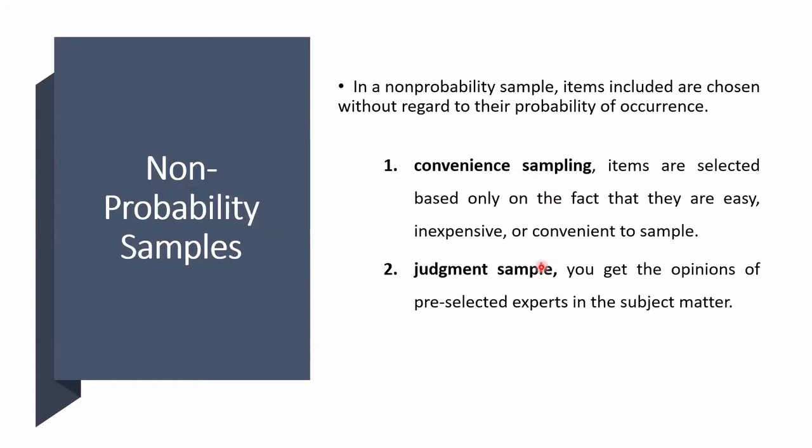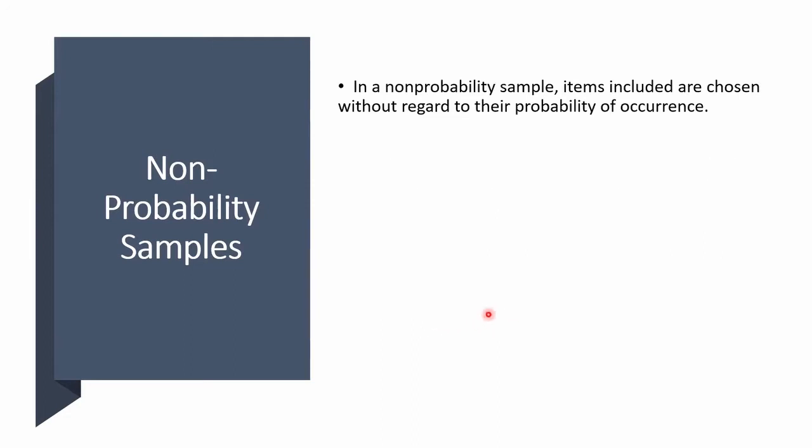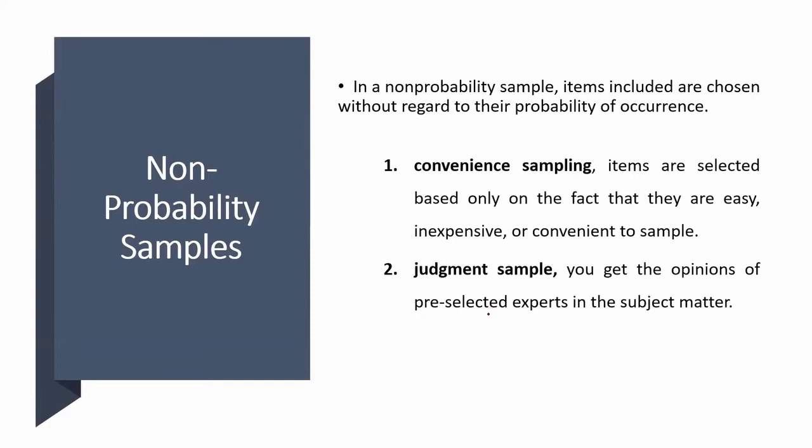Two types that we are talking about, right? So if you look at the definitions for convenience sampling, you will see that the items are selected based on the fact that they are easy, inexpensive, or convenient. So now let's have a look at judgment sampling. You get the opinions of pre-selected experts, right?